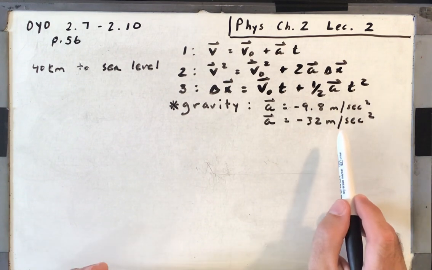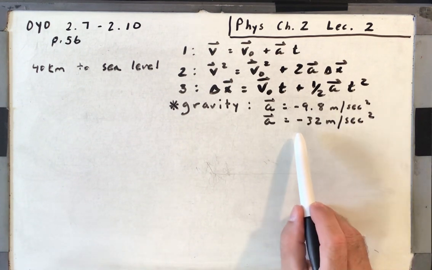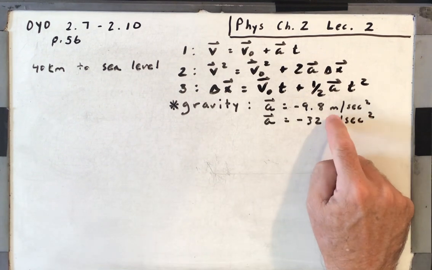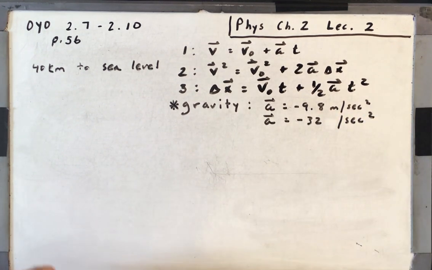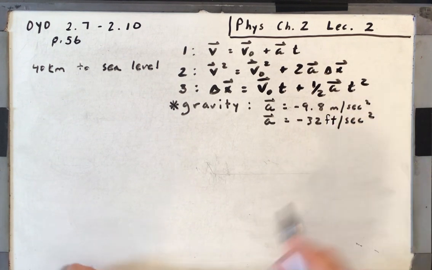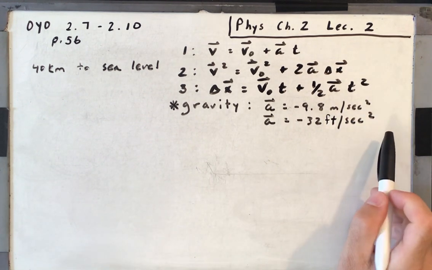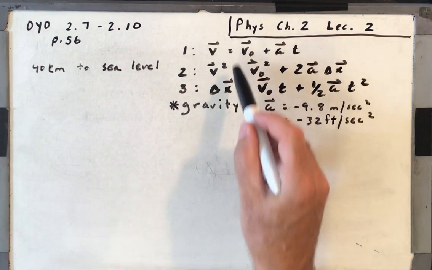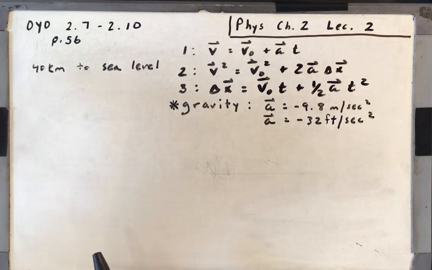If there's no other force acting on it other than gravity, and if you're in feet, it's negative 32 feet per second squared. So you absolutely have to memorize that, just like these three equations we've already learned.